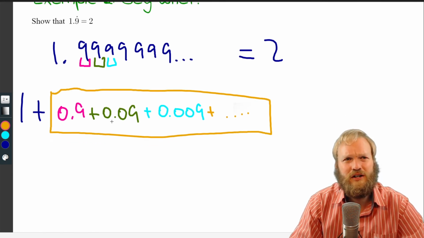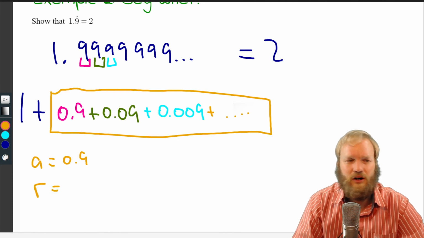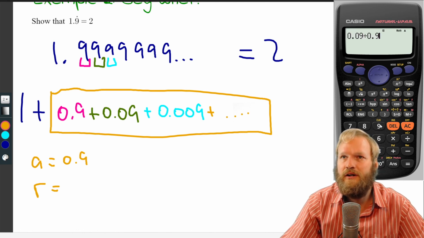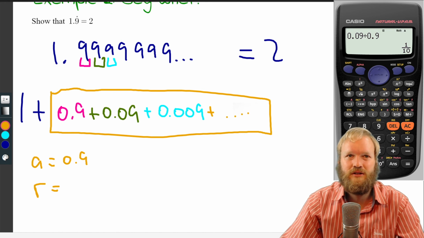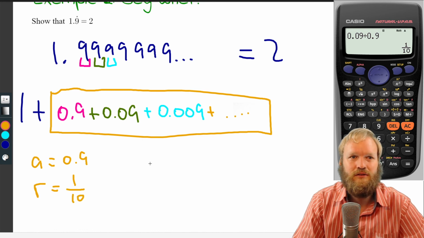How can we check if it is a geometric progression? We can see if there's a constant ratio. We know A is 0.9. And let's just check. R is, if we take 0,09 divided by 0,9. A tenth? Yeah, I mean, that makes sense. Those are like tenths, hundredths, thousandths. So our constant ratio here is 1/10.